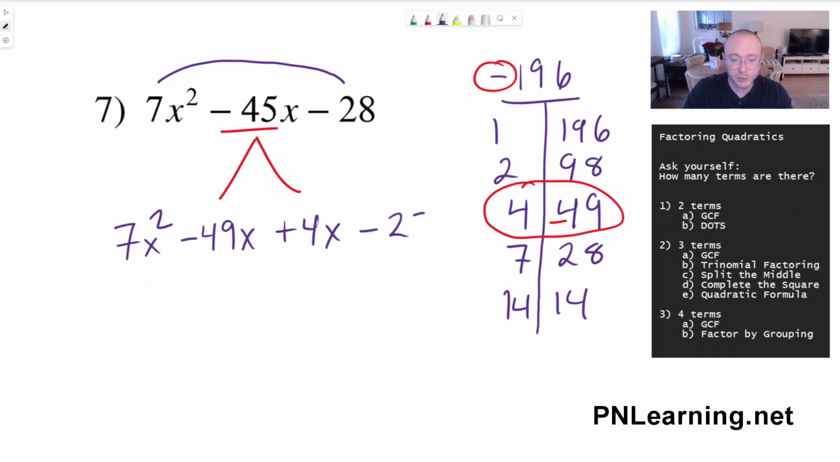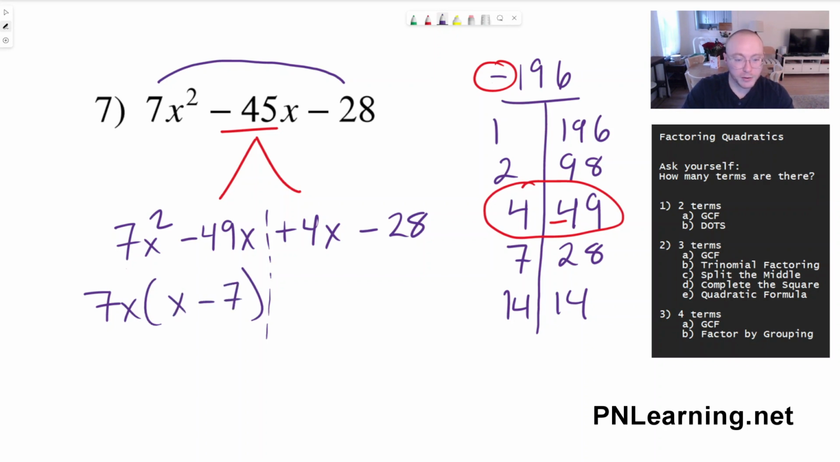Let's bring down the negative 28. We can put a little artificial wall between these two terms if we want, and let's go ahead and try to find the GCF. So 7 and 49, they have a GCF of 7. X squared and x, they have a GCF of x. So we'll factor out a 7x. And it looks like we'll get left with x minus 7.